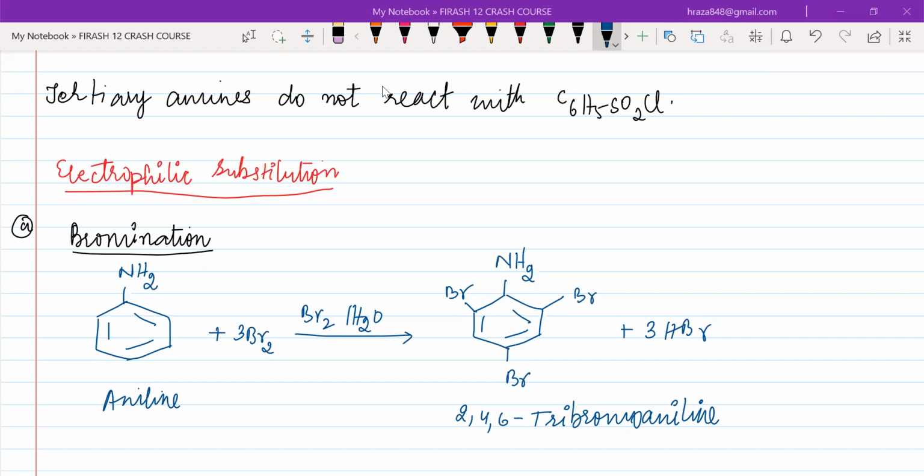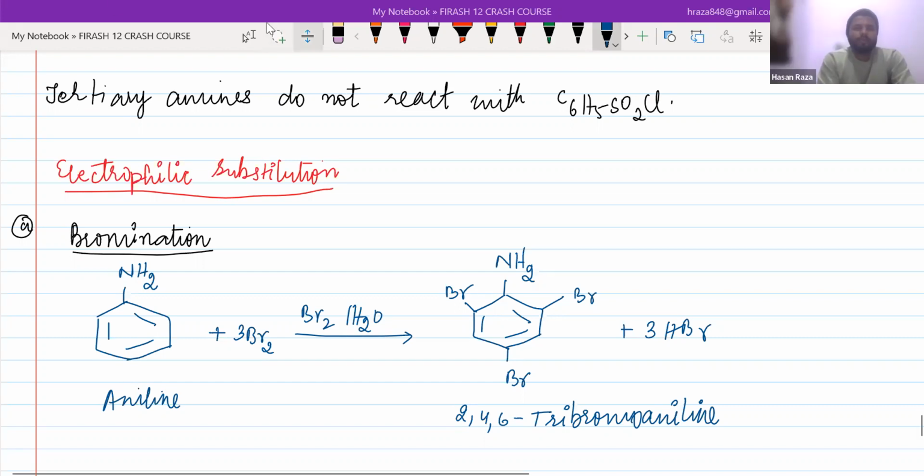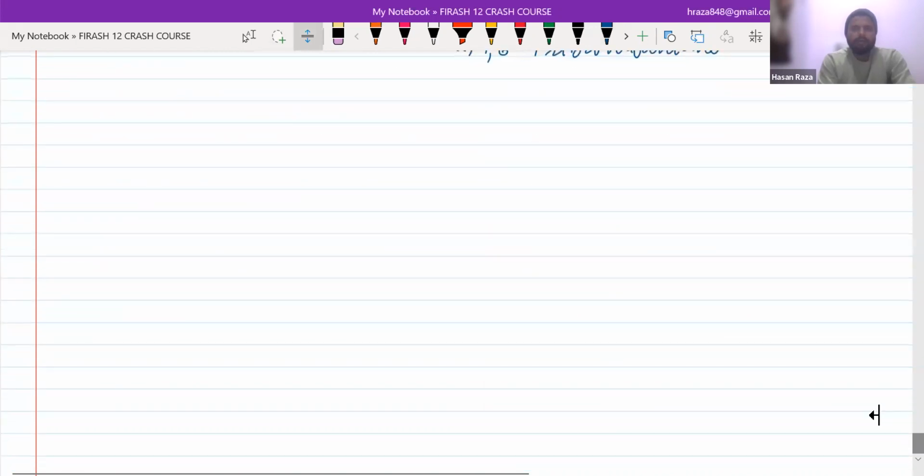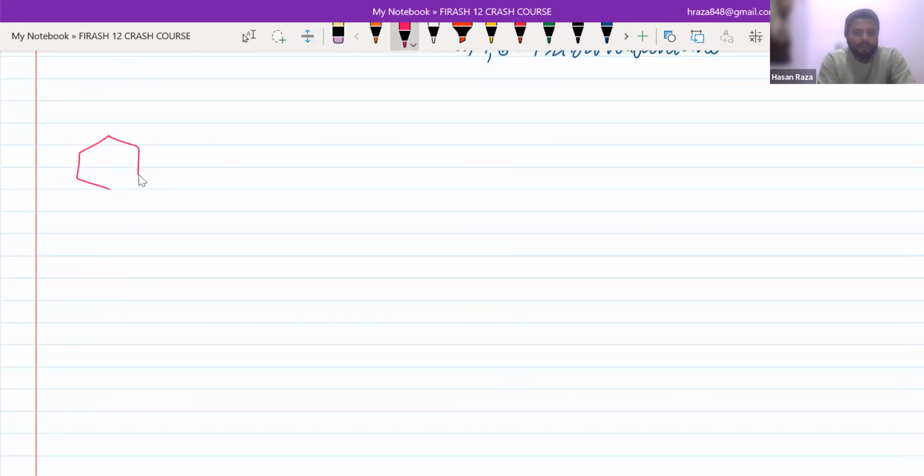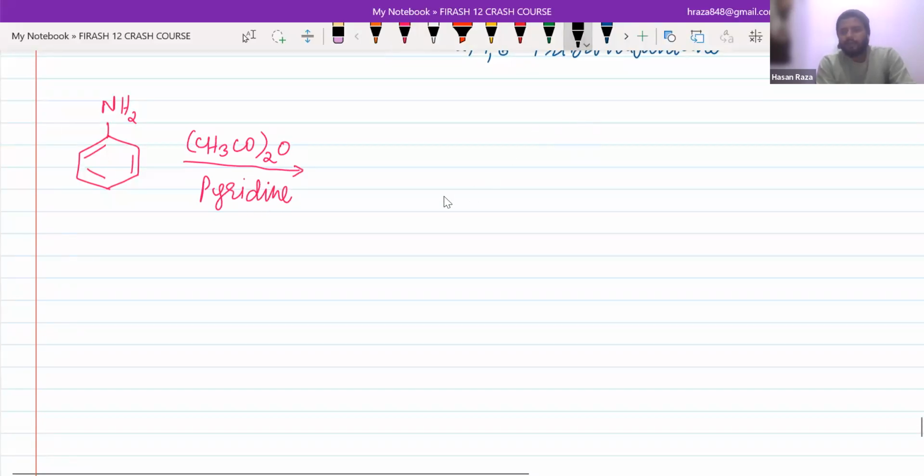Done. Very good. What I told you, if you want to attach only one bromine, we are going to use acid anhydride in the presence of pyridine. So if you are going to react this amine with acid anhydride, which means (CH3CO)2O, and here it is in the presence of pyridine. You know, when amine reacts with acid anhydride, then amide forms. So here amide will form.